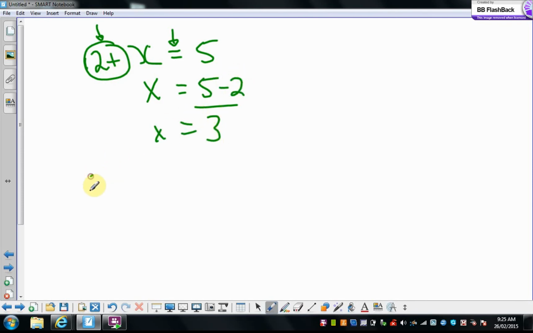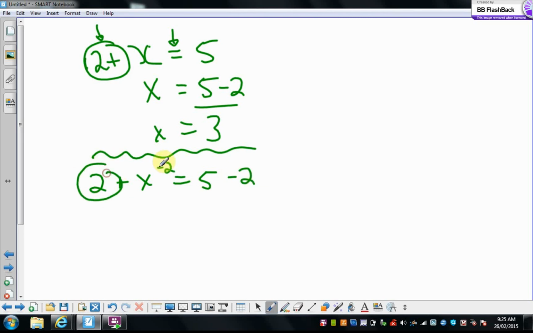Now, some people like to do it like this and do everything you do on the left side, you do to the right side. So I'm going to do the same question here. You have a 2 on this side. To get rid of the 2, you're going to have to subtract 2. And then I'm going to have to subtract 2 here. And then when I look at this, I have 2 subtract 2. That disappears. So I have x plus 0 is equal to 5 minus 2, which is 3. x is equal to 3.